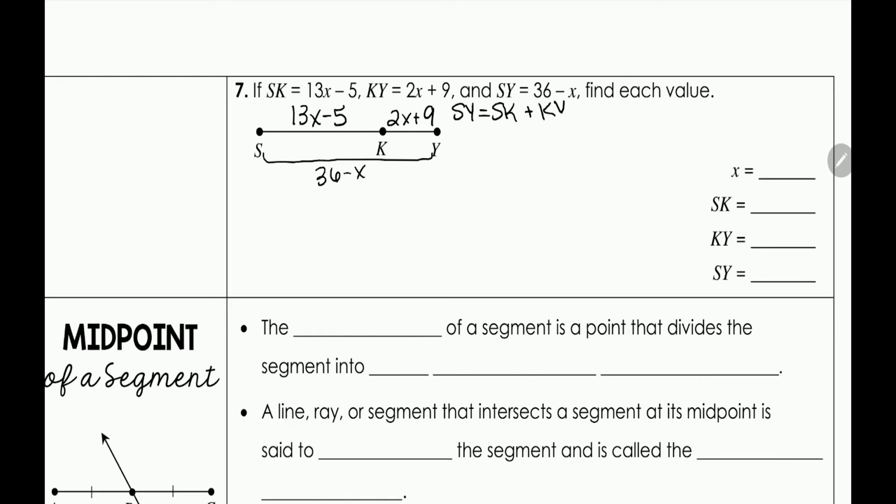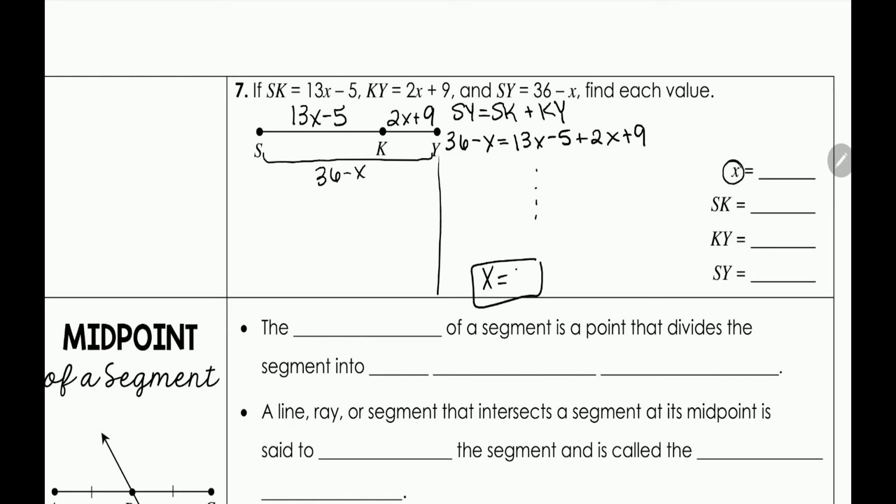SK plus KY. If we plug in our numbers, we know that SY is 36 minus x. SK is 13x minus 5. And then KY is 2x plus 9. Okay? Combine like terms on either side. Solve for x. Once you get down here, you're going to get x equals some number. Okay, that's what you're going to put in here.